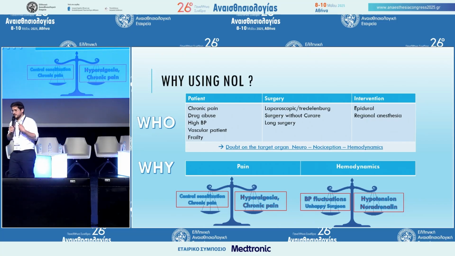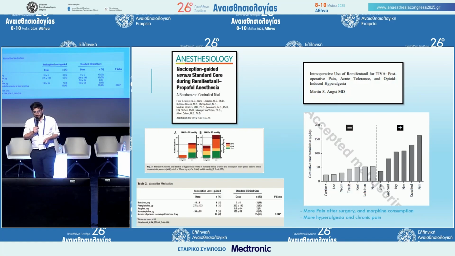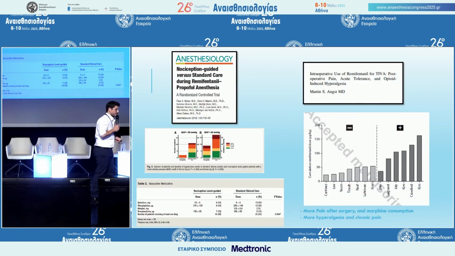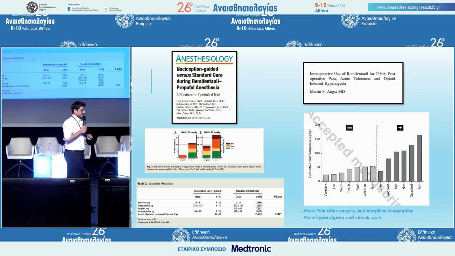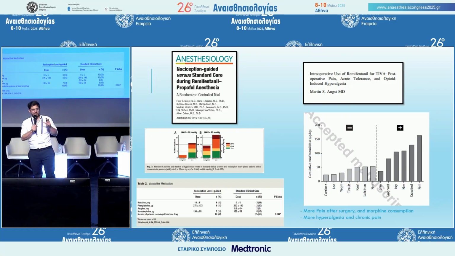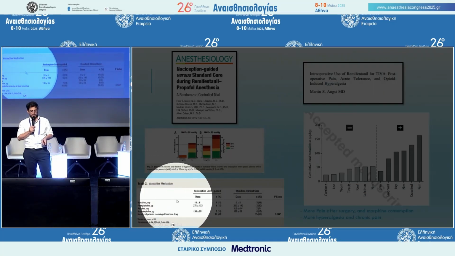But if I'm giving less than necessary, my patient will move, I will get blood pressure fluctuation, and I will get an unhappy surgeon. So this is just 3 little studies to picture my point. On your left, you have anesthesiology that managed to do the surgery under remifentanil TCI according to the level of NOL. And we reduce 30% of the doses. But more than that, we reduce the use of vasopressor. So hemodynamically speaking, every kind of vasopressor, phenylephrine, ephedrine, and everything.